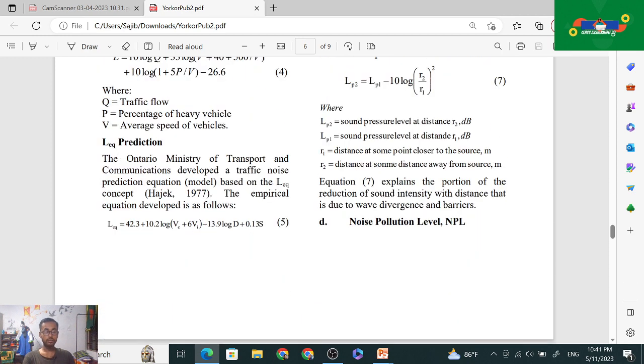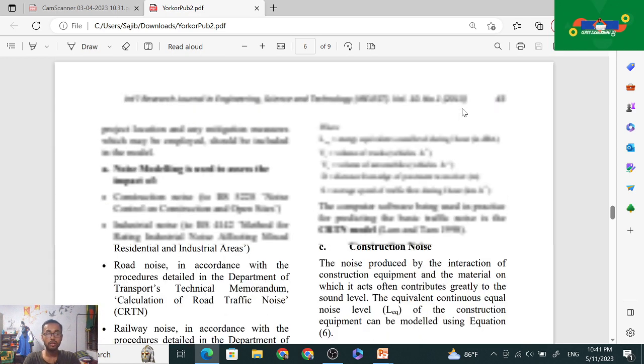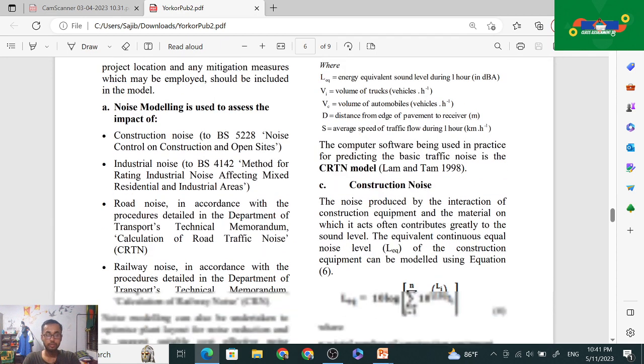Then the LEQ prediction: the Ontario Ministry of Transportation and Communication developed a traffic noise prediction equation model based on the LEQ concept, an empirical equation developed as follows. There is an equation given here, and according to this equation it is calculated, and some notations are given here. Then the computer software being used to practice for the basic traffic noise in the CRTN model.